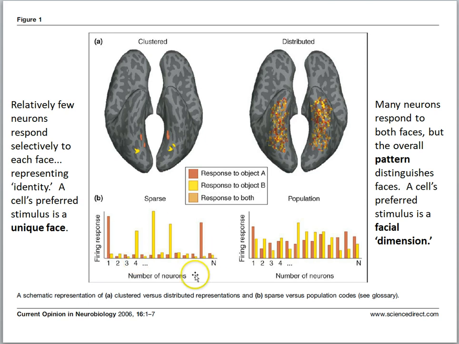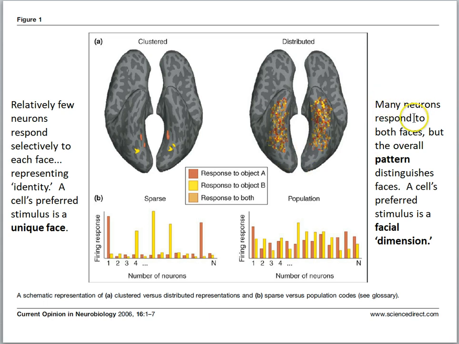And notice, out of all the neurons in the region, it's a relatively small number of neurons that are selectively responding to unique faces. So this is called sparse coding. It's only a few neurons that are selective to a given face, and they're very selective. Now that's in contrast to the distributed view, where lots of cells are responding to faces.